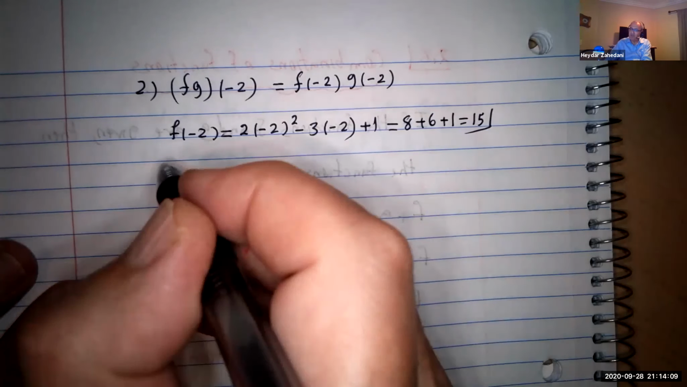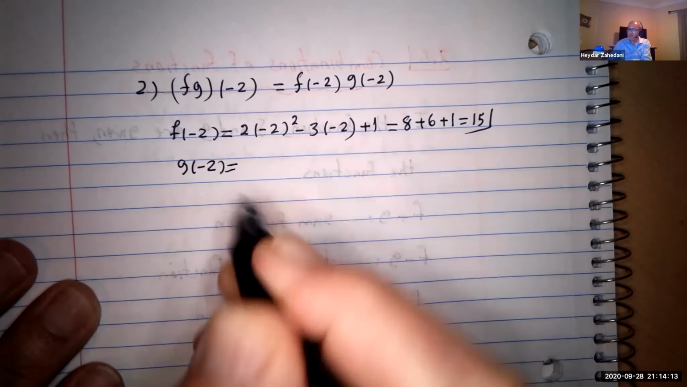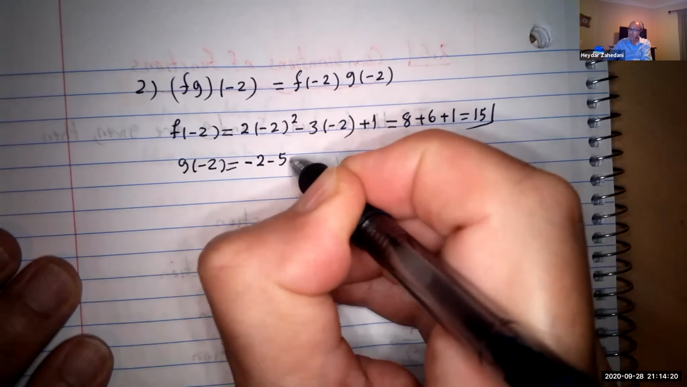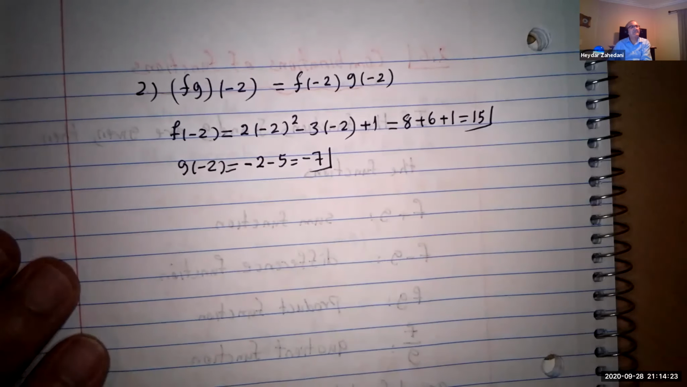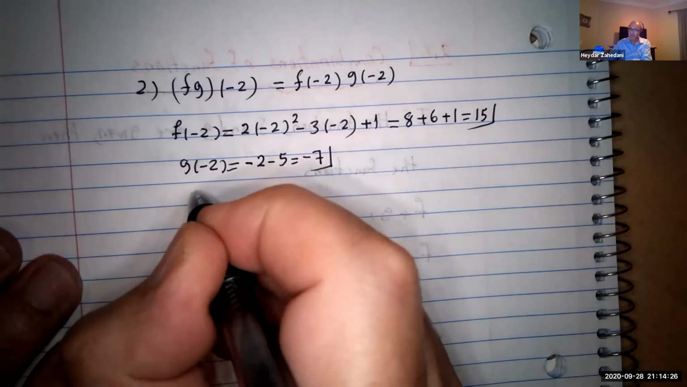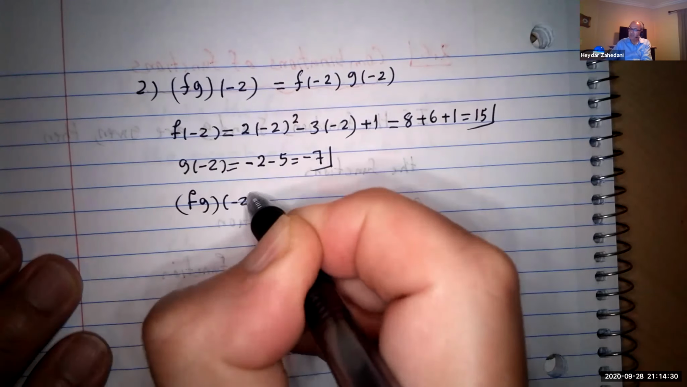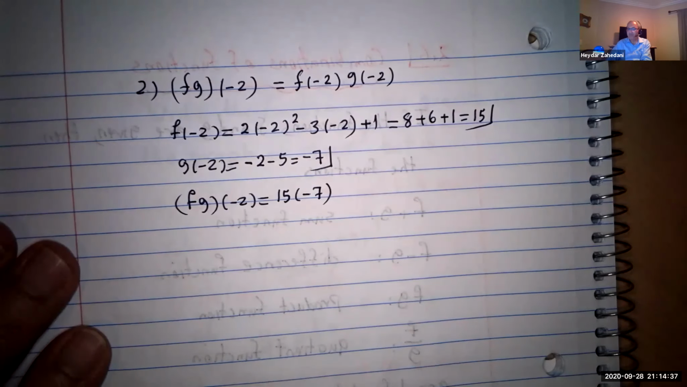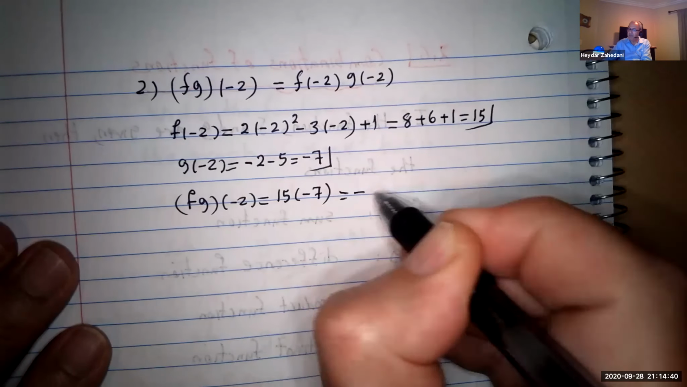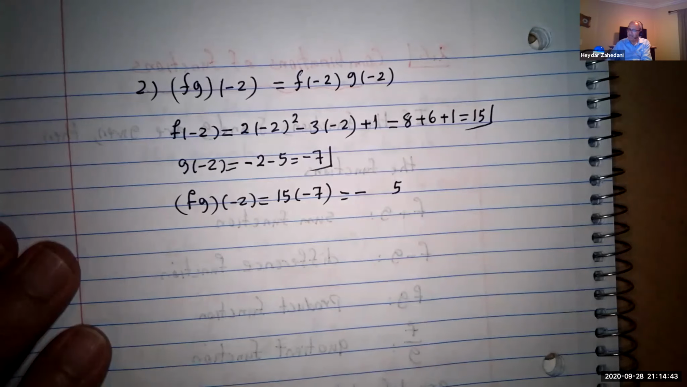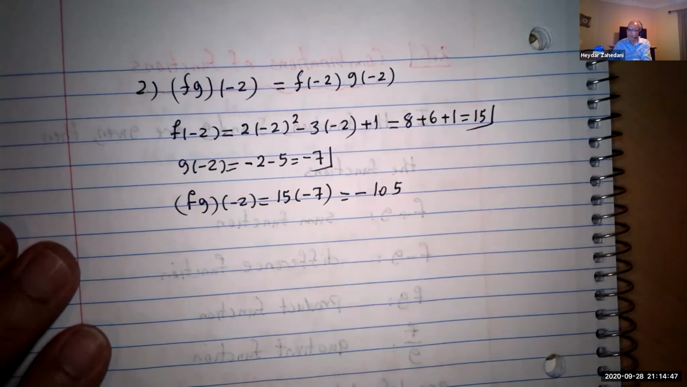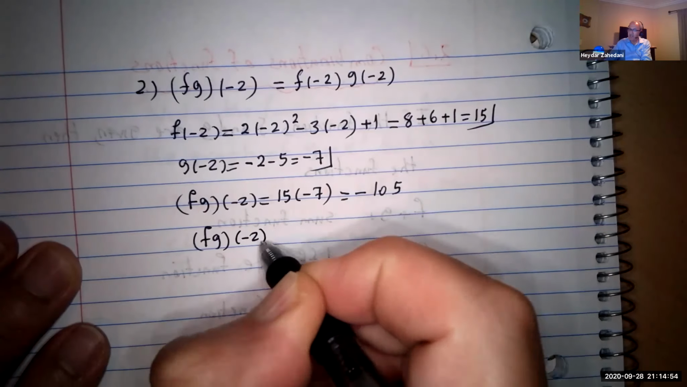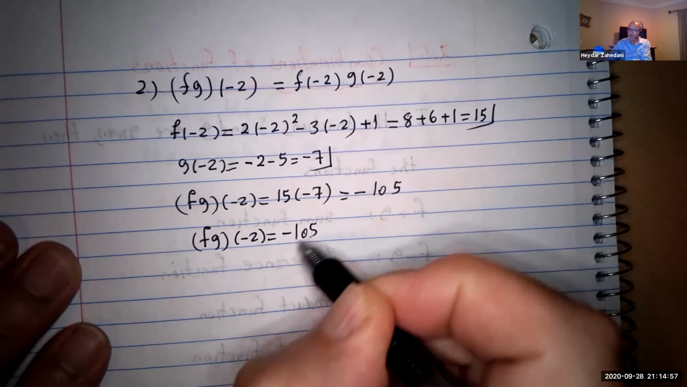Go on, find g of negative 2. Your g of x is simply x minus 5. So it's going to be negative 2 minus 5, which is negative 7. Now put it here. So f times g at negative 2 is going to be the product: 15 times negative 7. Then you multiply together. Positive times negative would be negative. 5 times 7 is 35, that gives you 105. So this is it: the product at negative 2 is going to be negative 105, and be done.